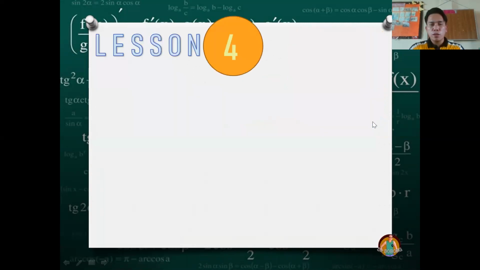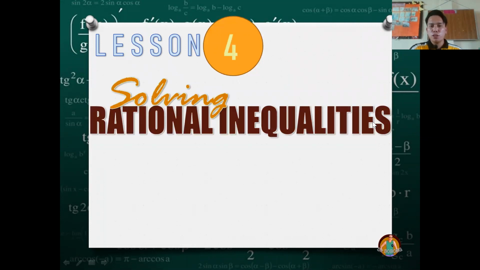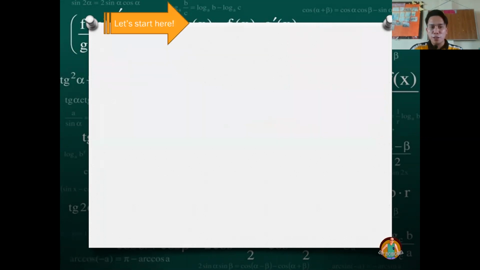And this time, we are going to discuss our Lesson 4 that talks about solving rational inequalities. And our objective, of course, is solving rational inequalities. So in our previous video, hindi ko na-edit yung title. So, solving rational equation yun. So, ngayon, ito talaga yung solving rational inequalities. Okay? So, let's start here.